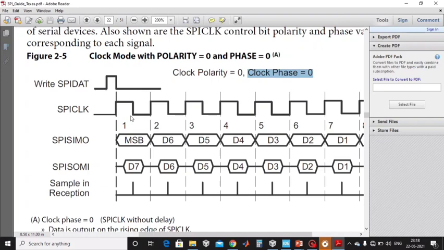This is one clock cycle, a high and low. This means a complete one clock cycle. This is the complete second clock cycle. This is the complete third clock cycle. So you can clearly see that the first data is in sync with the clock. Second data is also in sync with the clock. Third data is also in sync with the clock.